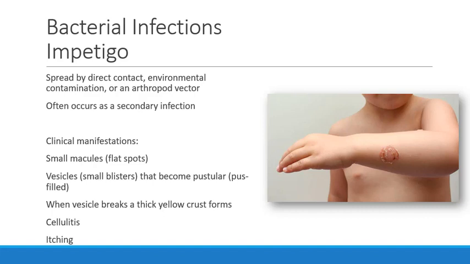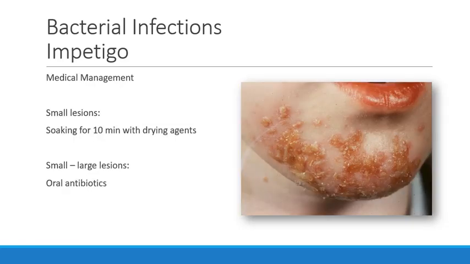Often occurs as a secondary infection. Clinical manifestations include small macules, vesicles that become pustular. When the vesicle breaks, a thick yellow crust forms. There can be cellulitis, which is a bacterial skin infection presentation, and itching. Medical management for small lesions, soaking for 10 minutes with drying agents. For small to large lesions, a physician may have the patient take oral antibiotics.